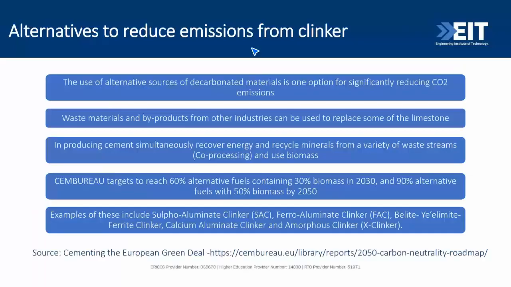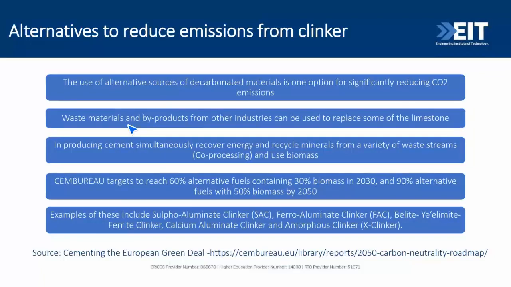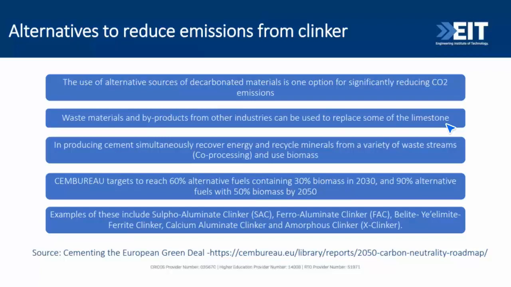There are opportunities to reduce the emissions from clinker, alternative decarbonated materials. It's one of the alternatives we can identify if you go through the recent research in this area. Waste materials and byproducts from other industries to replace some of the limestone, because this is one of the raw materials, and when you put this into the oven and increase the temperature, this is exactly the moment that you have the significant carbon dioxide emission.